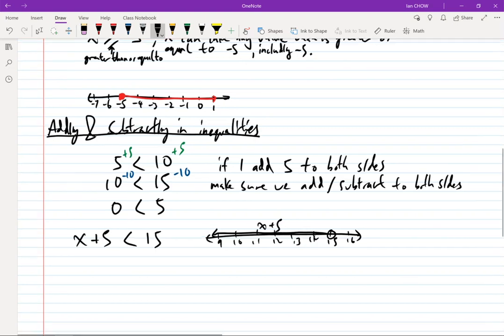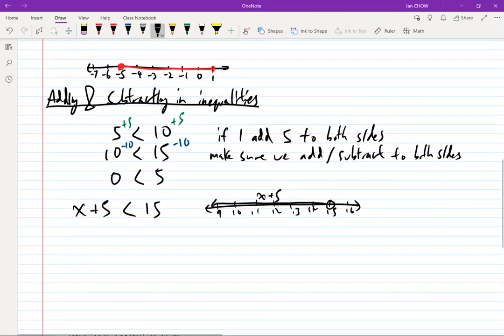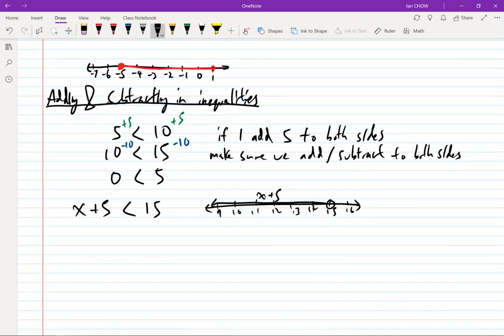Now, how do we do this mathematically in these equations? Well, what we can do is we can think of it as solving the equation. So we want to isolate x by taking away 5 from both sides. So I'm going to do that over here, minus 5 from both sides. And so once we take away 5 from both sides, we have x is less than 10.